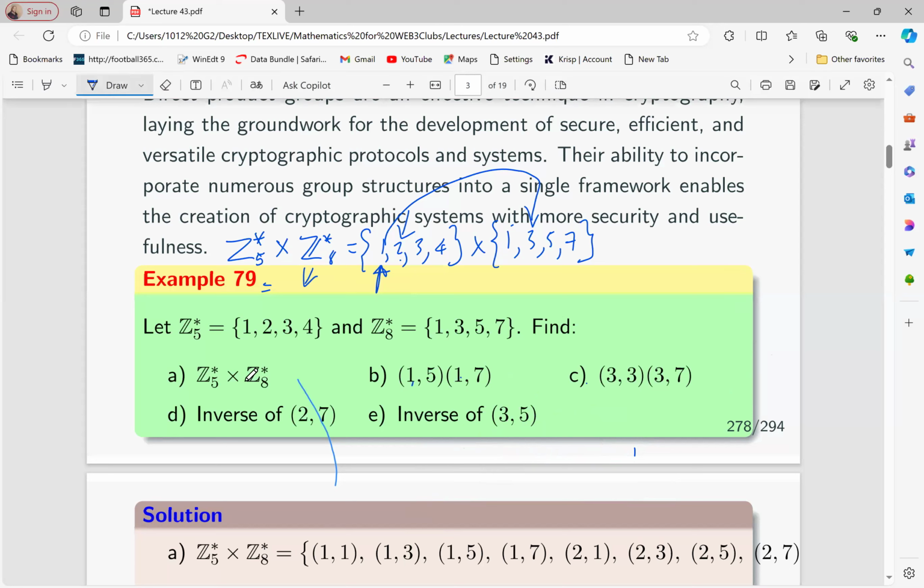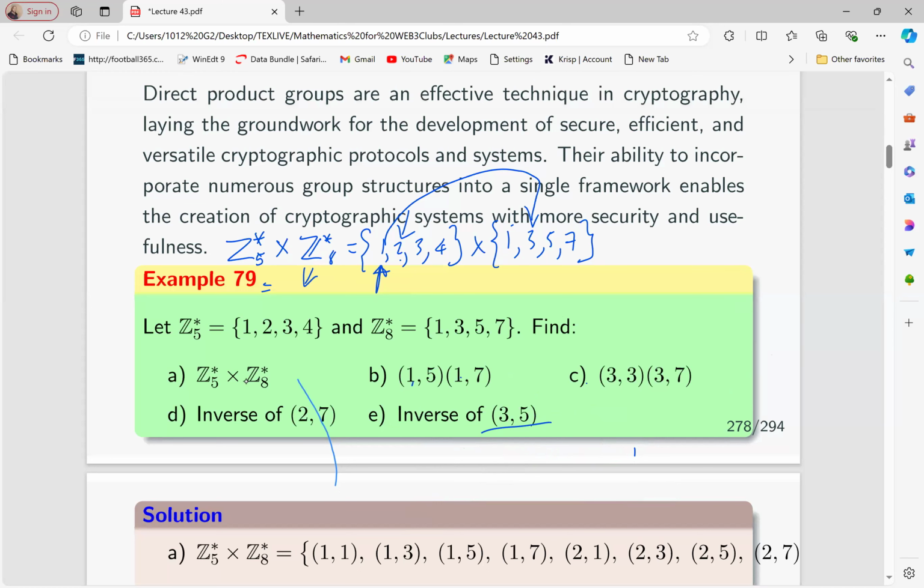Now let's do the same for this. Get the inverse of this. So this one we didn't write properly. We got the inverse of 2 to be 3, and then got the inverse of 7 to be 7. Therefore, the inverse of (2, 7) would be (3, 7). That is now the answer, because you must now combine those inverses to form one element.